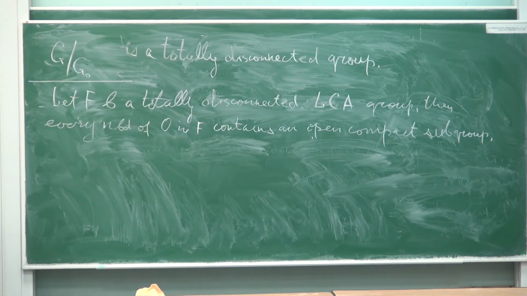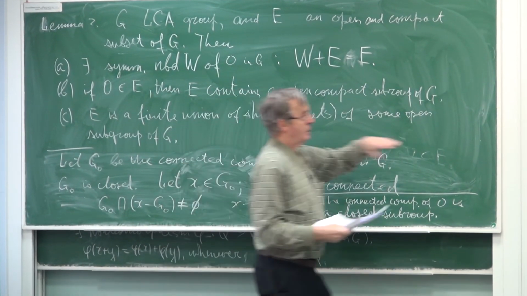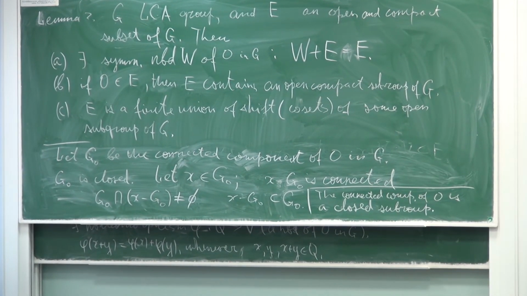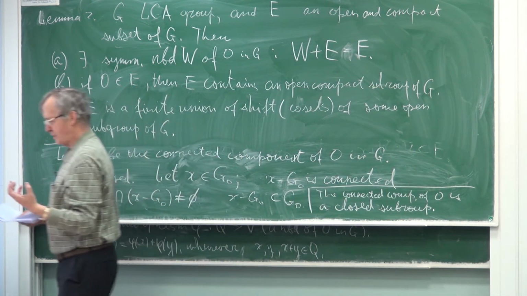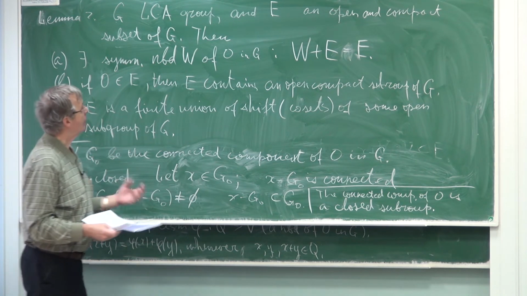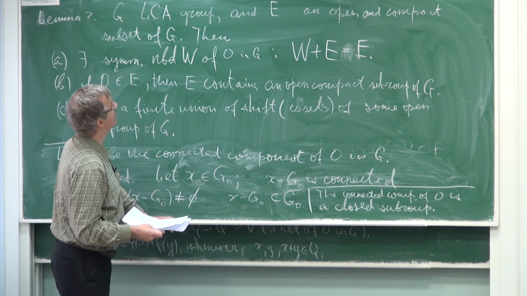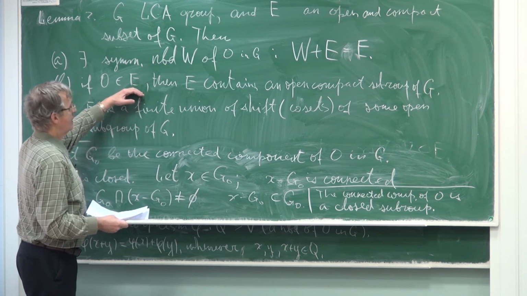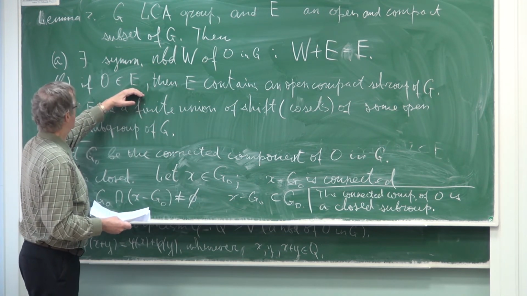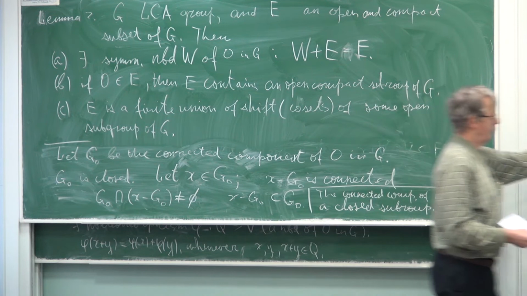Well, and this follows directly from B, because since our group G is totally disconnected, there is a base of open and compact neighborhoods of 0 in this group. By B, every such neighborhood contains an open compact subgroup of G. So this is a consequence of B.